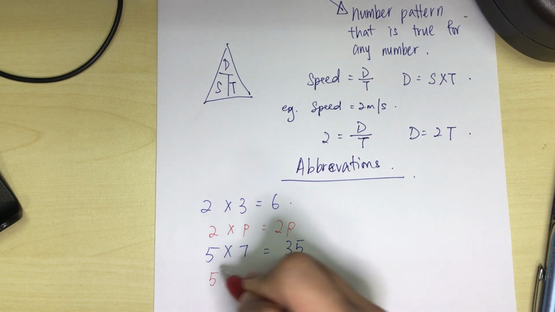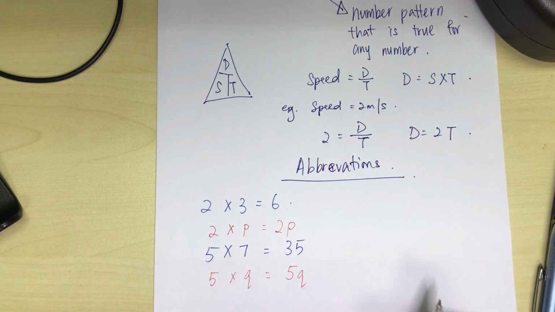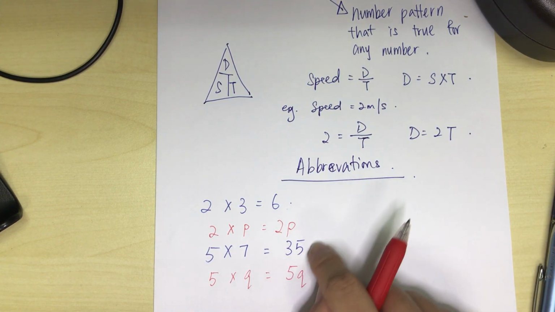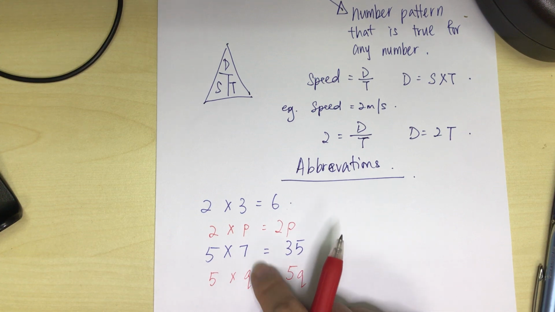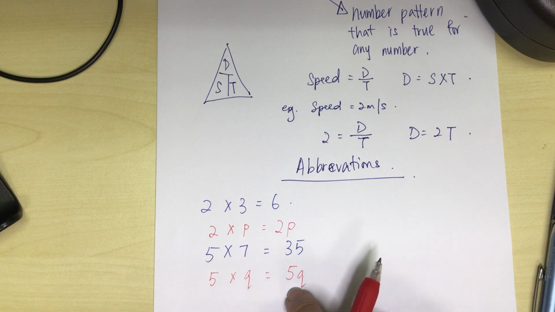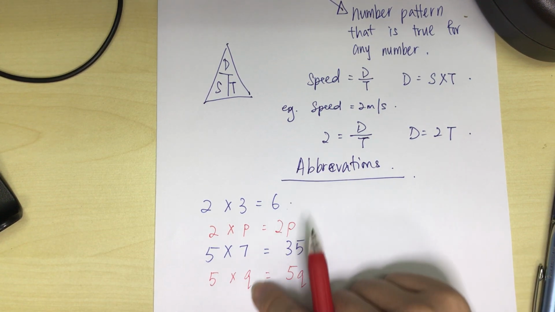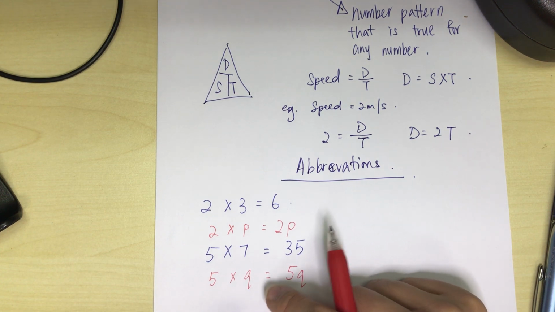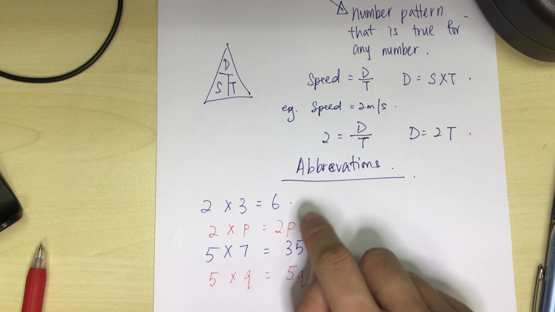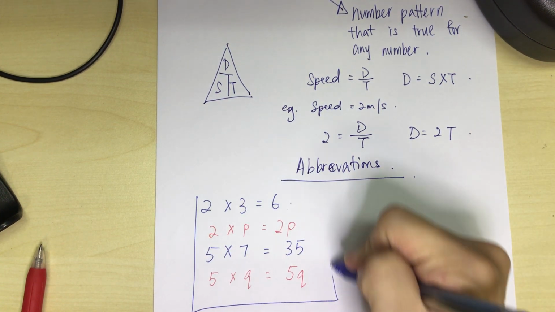Okay? So in this case, if it's 5 times Q, we will just write 5Q. So in this case, Q is 7. If we substitute 7 in, it's 35. If Q becomes 2, 5 times 2 will give you 10. So it depends on what number you substitute in for your Q. Okay, so this is one abbreviation. In multiplication, you just combine the two together.